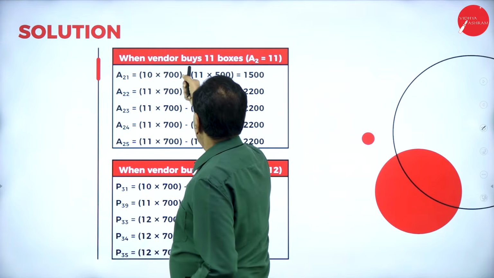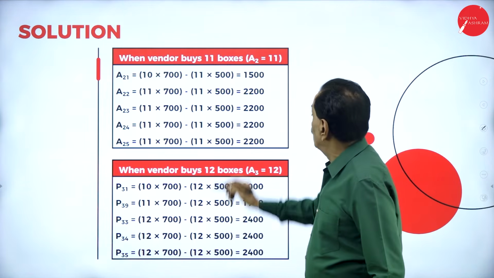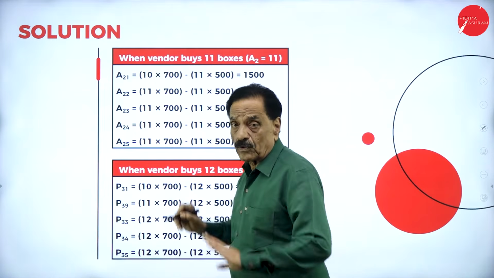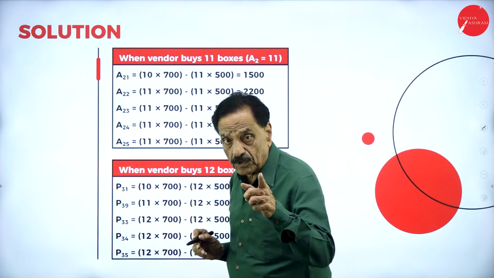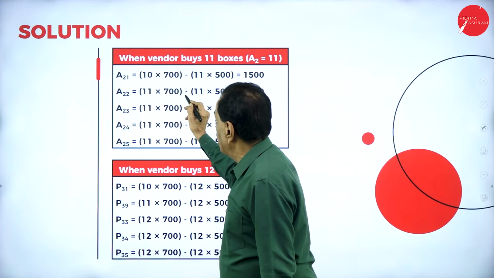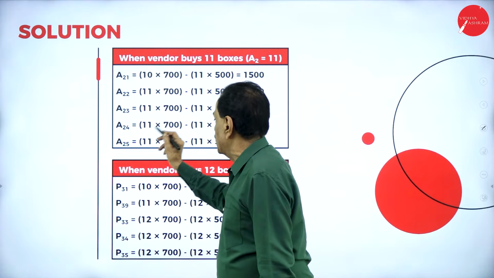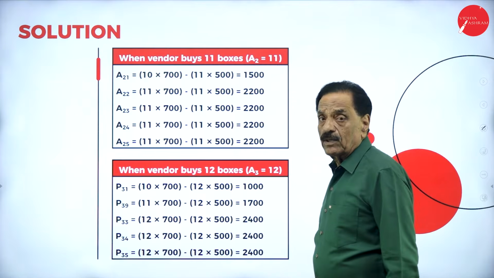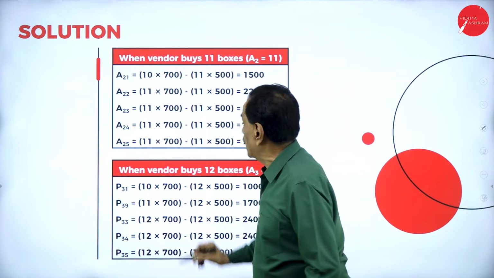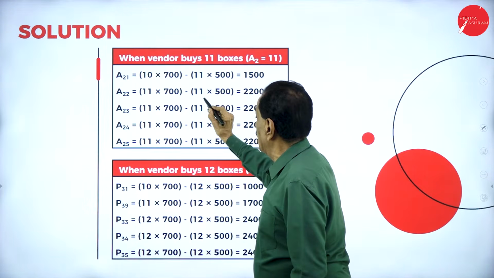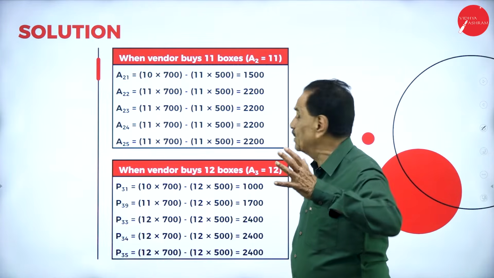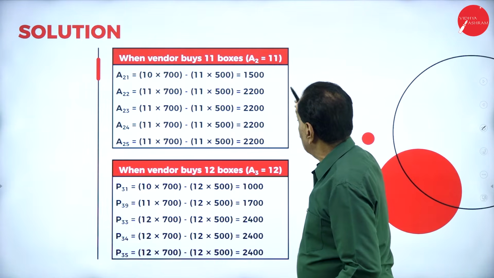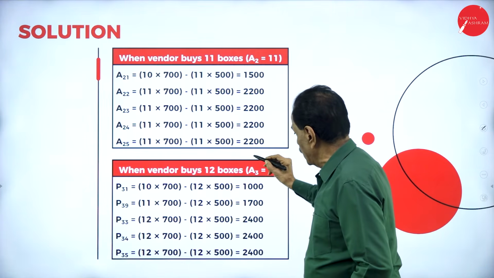When the vendor buys 11 boxes, A2 is equal to 11. This is the rotation system. First you have to write 10 into 700, then 11 into 700, 11 into 700, 11 into 700. Here all 11 you have to write. Then 11 into 500, 11 into 500, 11 into 500. This is called the rotation system. The values come 1500, 2200.